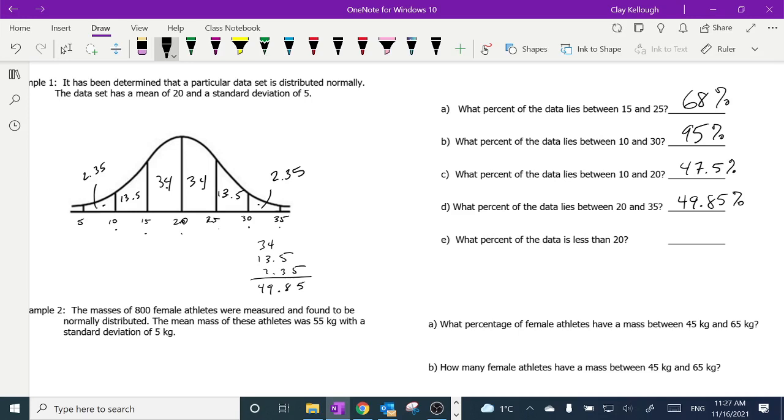And what % of this data is less than 20? Well, hang on a sec. Remember, how come this doesn't add up to 100%? Because remember, these things do keep going. Like they said in the video, this line will actually never quite touch the x-axis to infinity, theoretically, right?